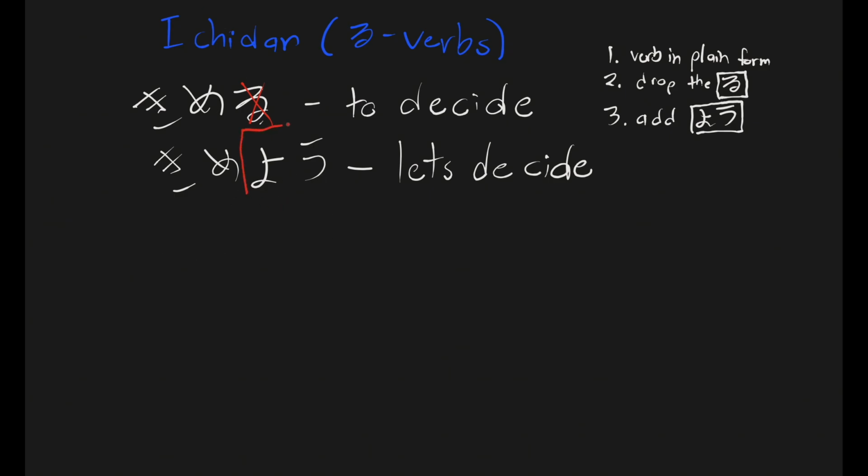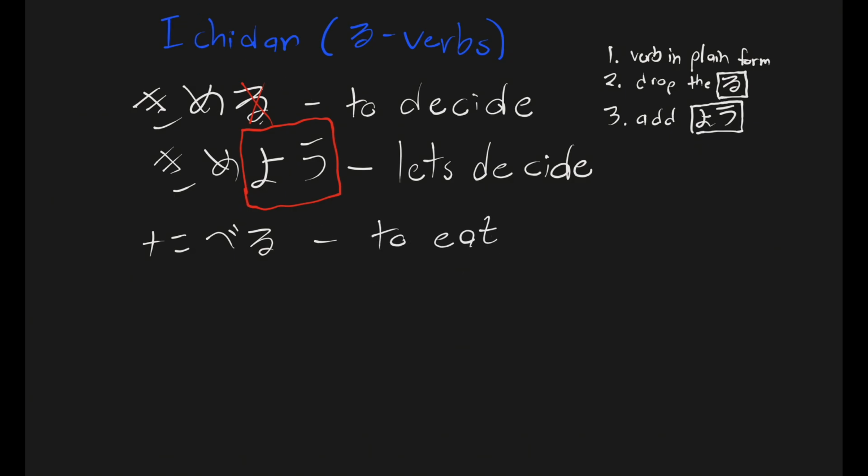So remember, getting rid of the ru and adding yo, the yo hiragana with the u hiragana at the end, extending that pronunciation. Kimeyo. Now let's go on to another example. We'll do a pretty common word, taberu, which means to eat.